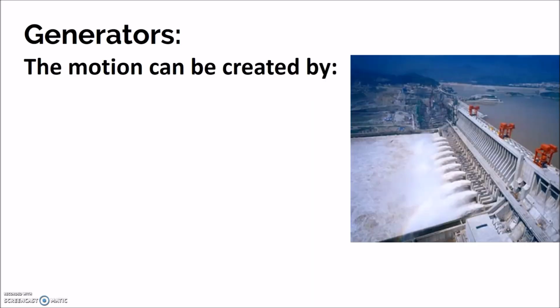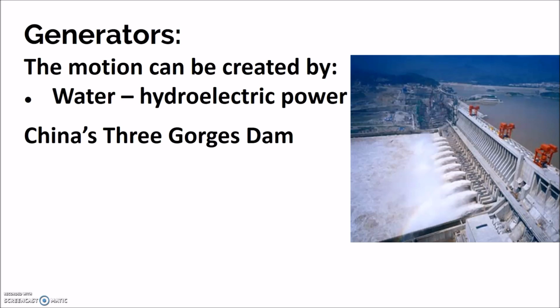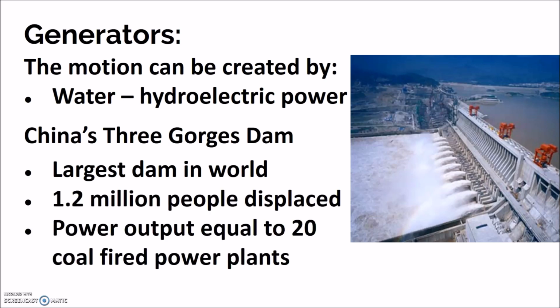Another way that we can create motion for the turbines and move the magnet is through water power, which is called hydroelectric power. Hydro means water. Electric is moving electrons, so hydroelectric is water moving electrons. This particular picture right here is China's Three Gorges Dam. It is the largest dam in the world.